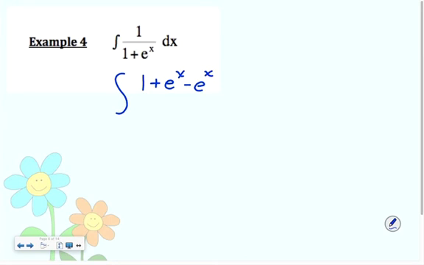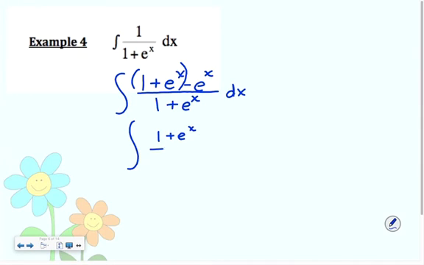I just wanted to show you that you're allowed to do those with variables as well, because we've only seen numbers up to this point. We're allowed to do that with e to the x or a variable, because did we really do anything? No. But do you see how we could split it up now? Do you see this 1 plus e to the x?